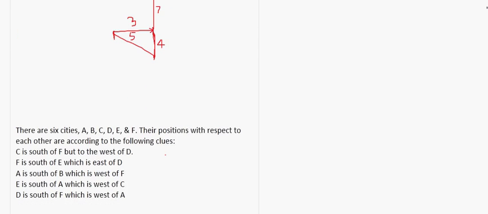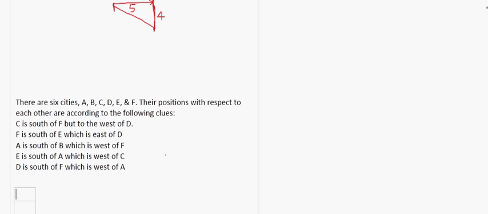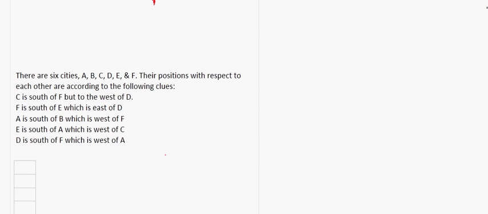So the last question which we would do in this set is slightly different. It's based on statements, and this kind of question is also very likely for our CSAT exam. Let's understand how to solve these statements. So it says there are 6 cities A, B, C, D, E, F. Their positions with respect to each other are according to the following clues. So there are few clues given. C is to the south of F but west of D. F is to the south of E but east of D, and so on, right?